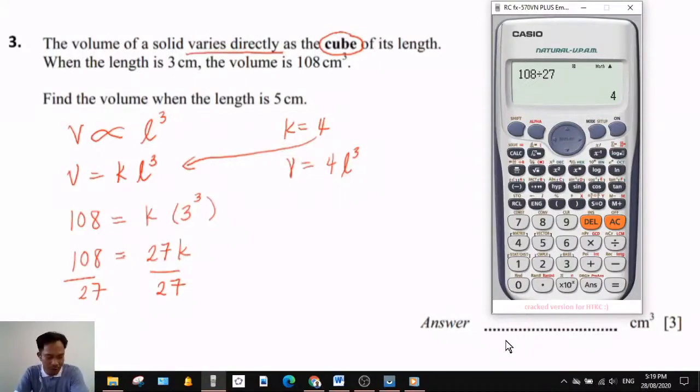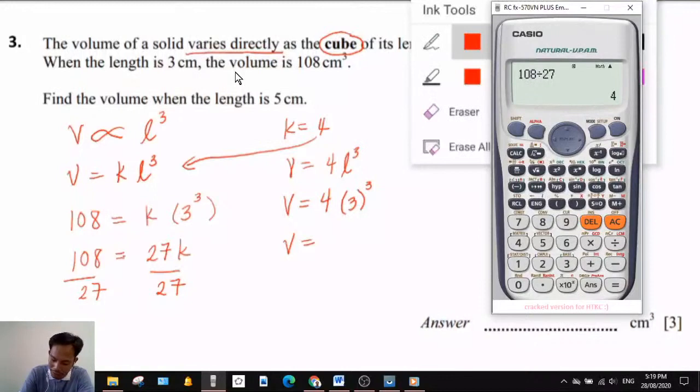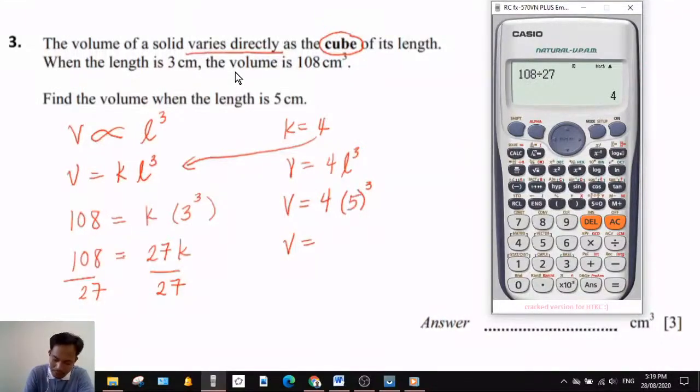Since the volume is equivalent to 4L cube now, I am just going to change the length to 5 cm so that I can find the volume. So V is equal now to 4 times 3, don't forget the cube. Sorry, it should be 5, not 3. I'm thinking of the 3 a while ago. 5 cube is 125. So 4 times 125 is equivalent to 500. So the volume, when the length is 5 centimeter, is equivalent to 500.